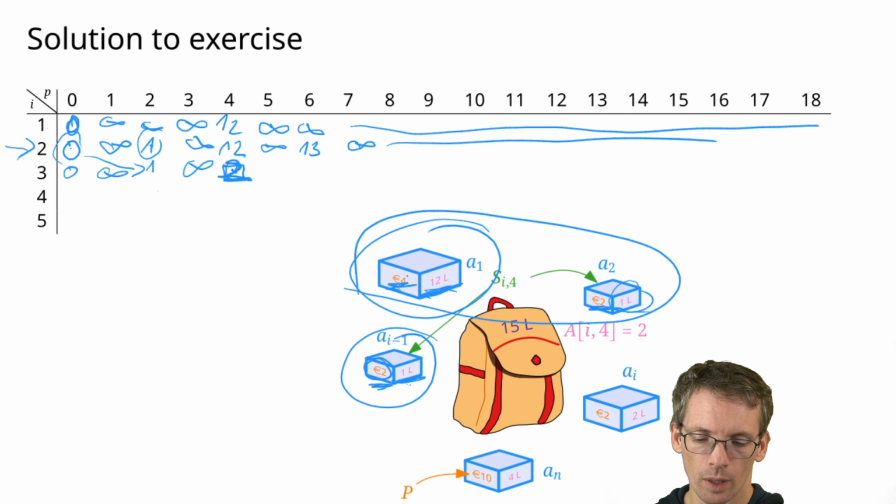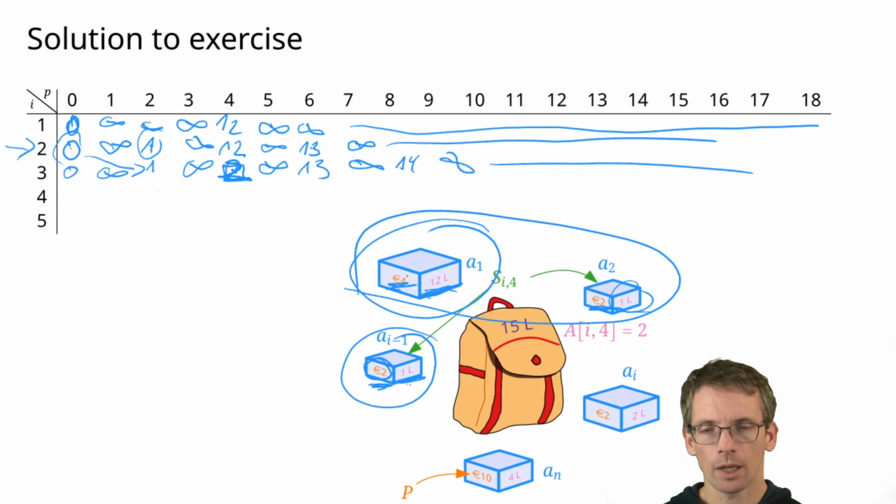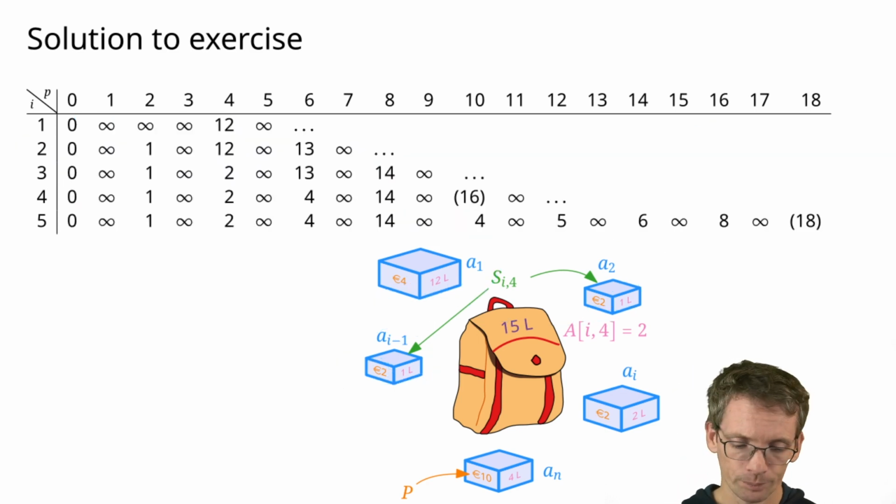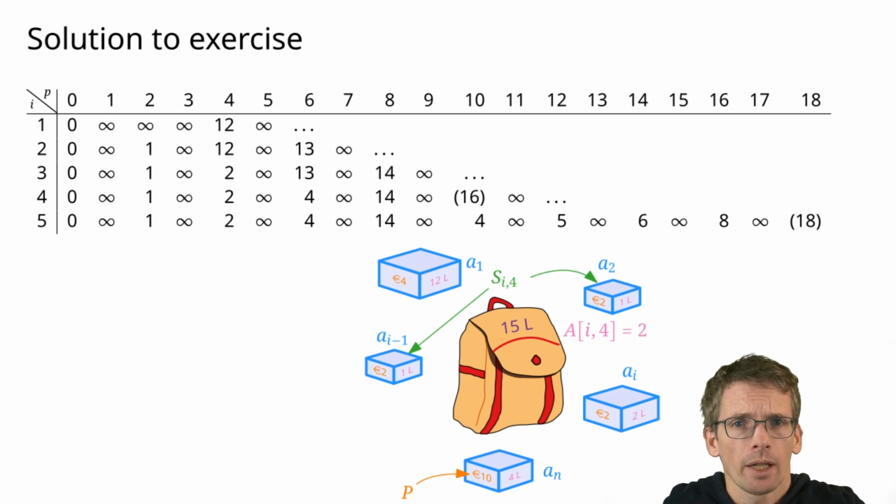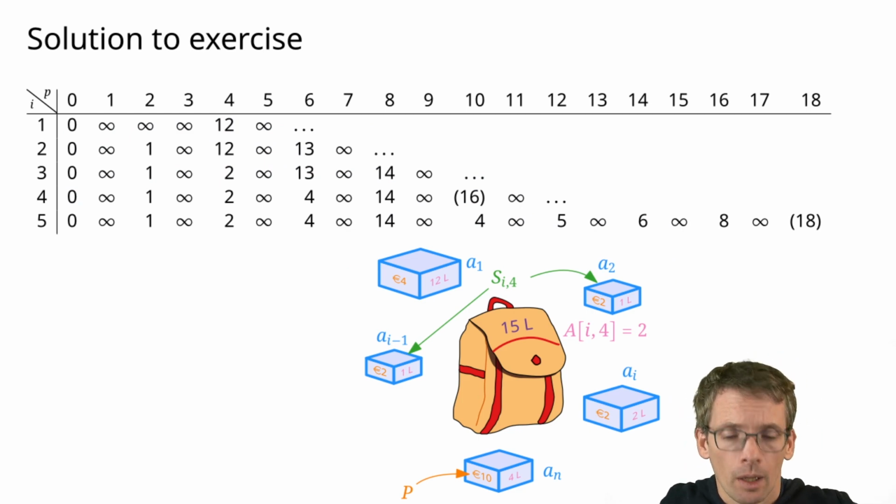infinity here, 12 plus 1 is still 13. But now I also have here 13 plus 1 is 14 here, and so on. And in this way, I can fill all of my table. This is what you should get if you do it. And then I simply look at the largest profit.